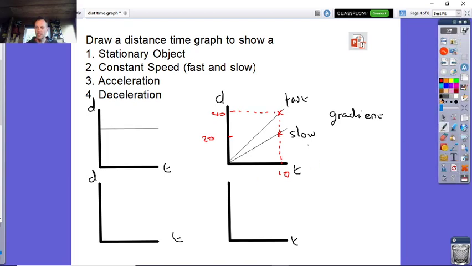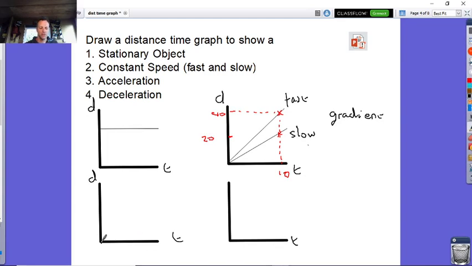Now the tricky ones come down here into acceleration and deceleration. To show acceleration, the graph looks like this. And the reason why it looks like that is because the line gets steeper and steeper and steeper. Because again, if the gradient increases, the speed increases. If you're showing deceleration, the object is slowing down. Therefore, doesn't it make sense? The graph looks like that. Because now the line gets less steep, less steep, less steep. Therefore, as the gradient decreases, the speed is going to decrease as well. Those are the four graphs you're familiar with.